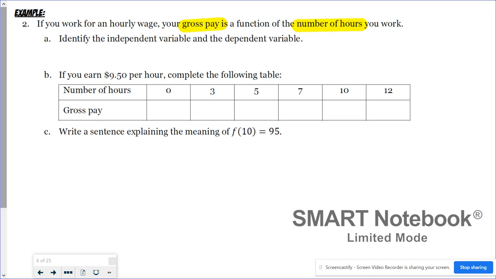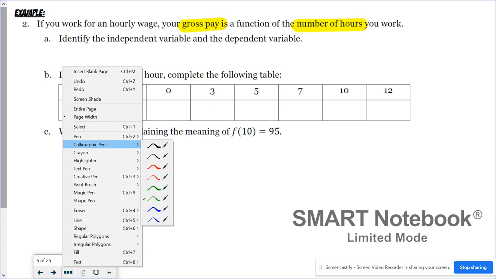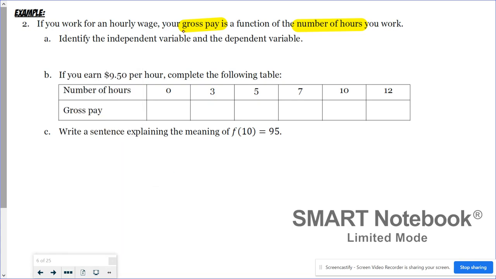Okay. So the independent variable and the dependent variable are your inputs and outputs respectively. Okay. It's just when you have a functional relationship, that's when you see these terms independent and dependent. But your gross pay is definitely the one that's dependent on the number of hours you work. So that would mean your gross pay is your dependent variable, and then the independent variable is the number of hours. Okay. Now, if you earn $9.50 per hour, it says complete the following table.